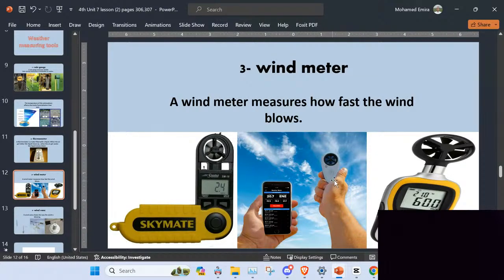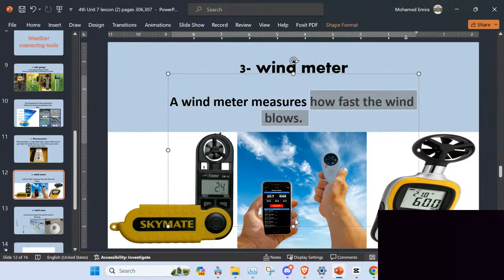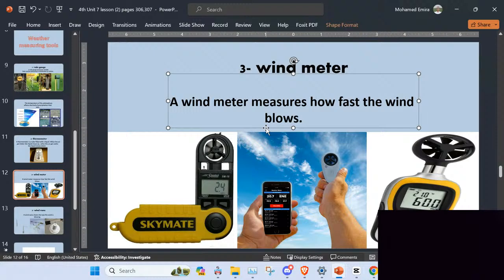How does this work? You put the fan in the air, and the wind will hit this fan and keep rotating it, and the speed of rotation, the speed of movement of this wind meter, is written down here. So it's pretty simple. It's called a wind meter. It measures how fast the wind blows, or in other words, the speed of the wind.